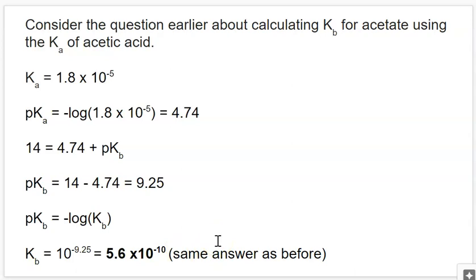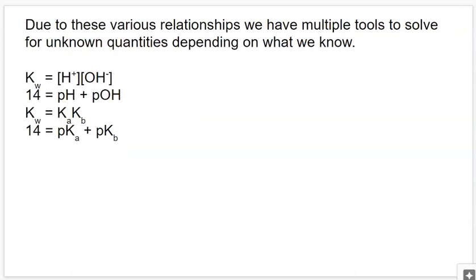I do think this is a little bit more cumbersome of a way to calculate Kb of the conjugate base from Ka, but it's just another tool that we have. And speaking of that, due to all these various relationships, they're all interrelated. We have multiple tools to solve for unknown quantities, depending on which things we know.